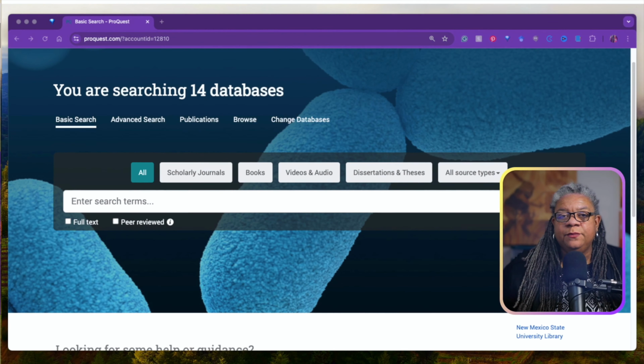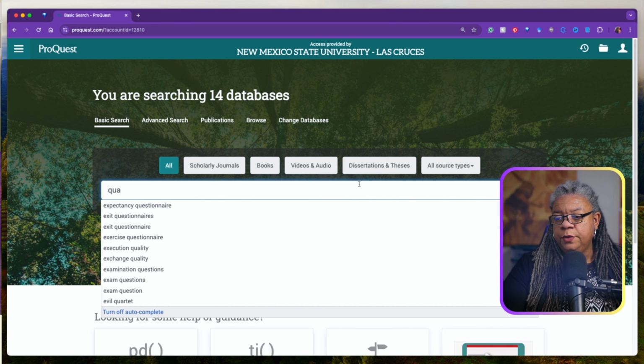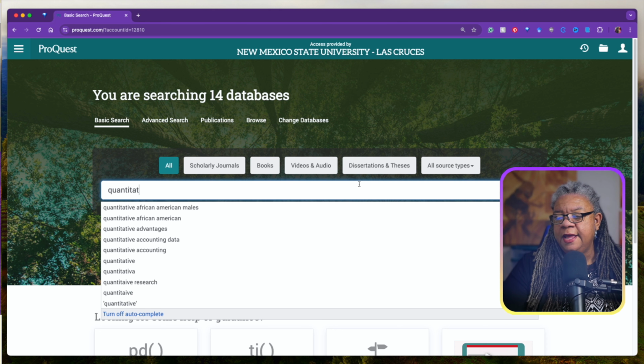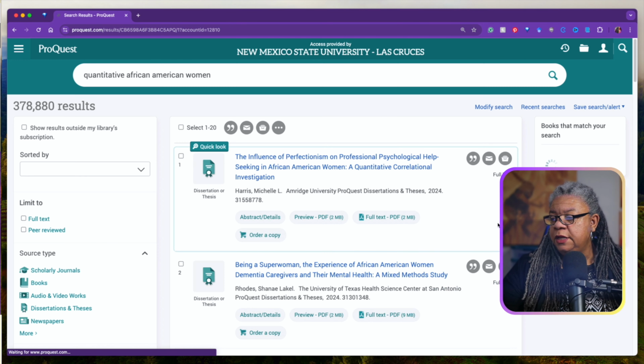So you access the ProQuest website at proquest.com. Now you're going to go ahead and search for dissertations. We don't need to search all of these areas. We're just going to go right down to dissertations and theses. So go ahead and click dissertations and theses. So we're going to look for a quantitative dissertation on, oh, look, there's one on African American women. So we're going to click on that.